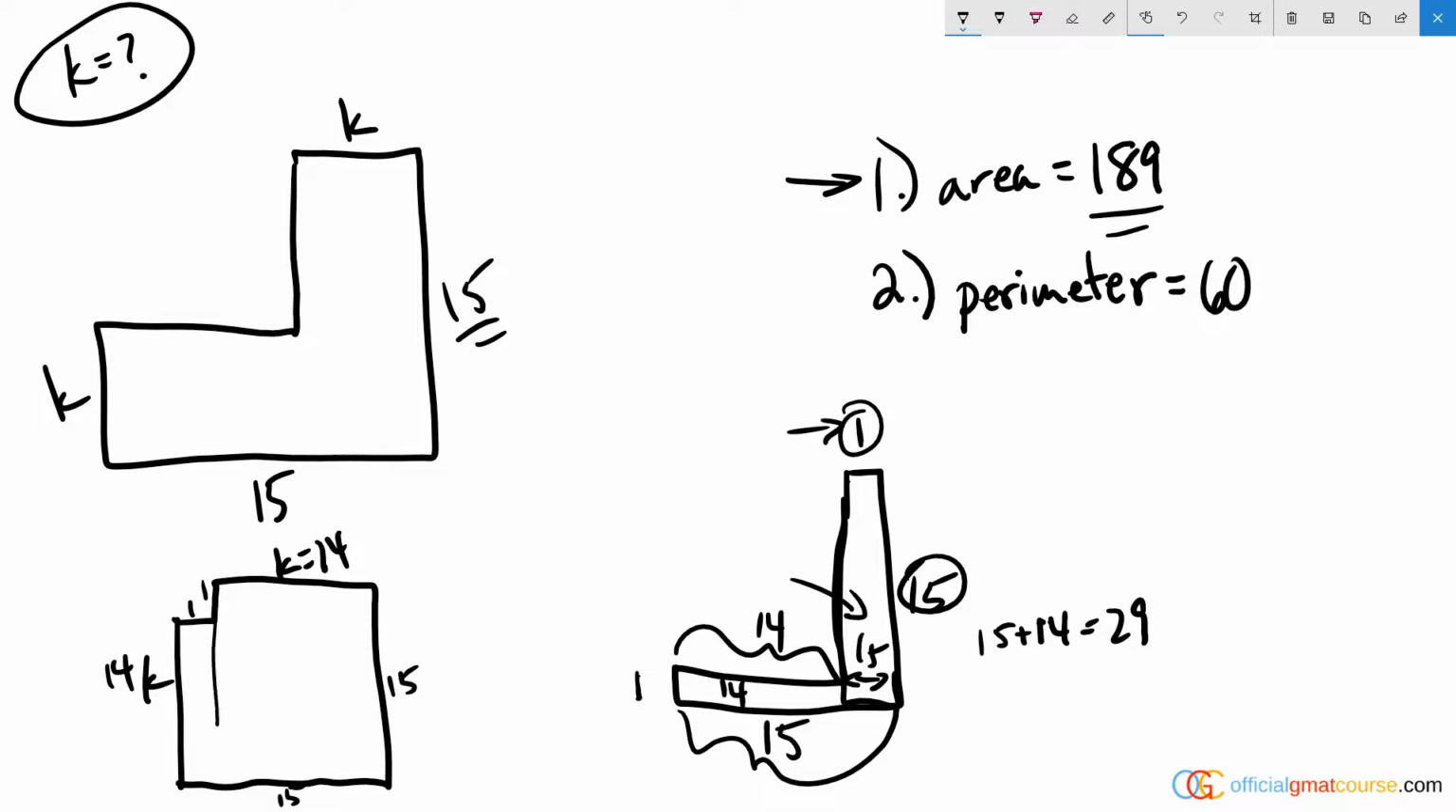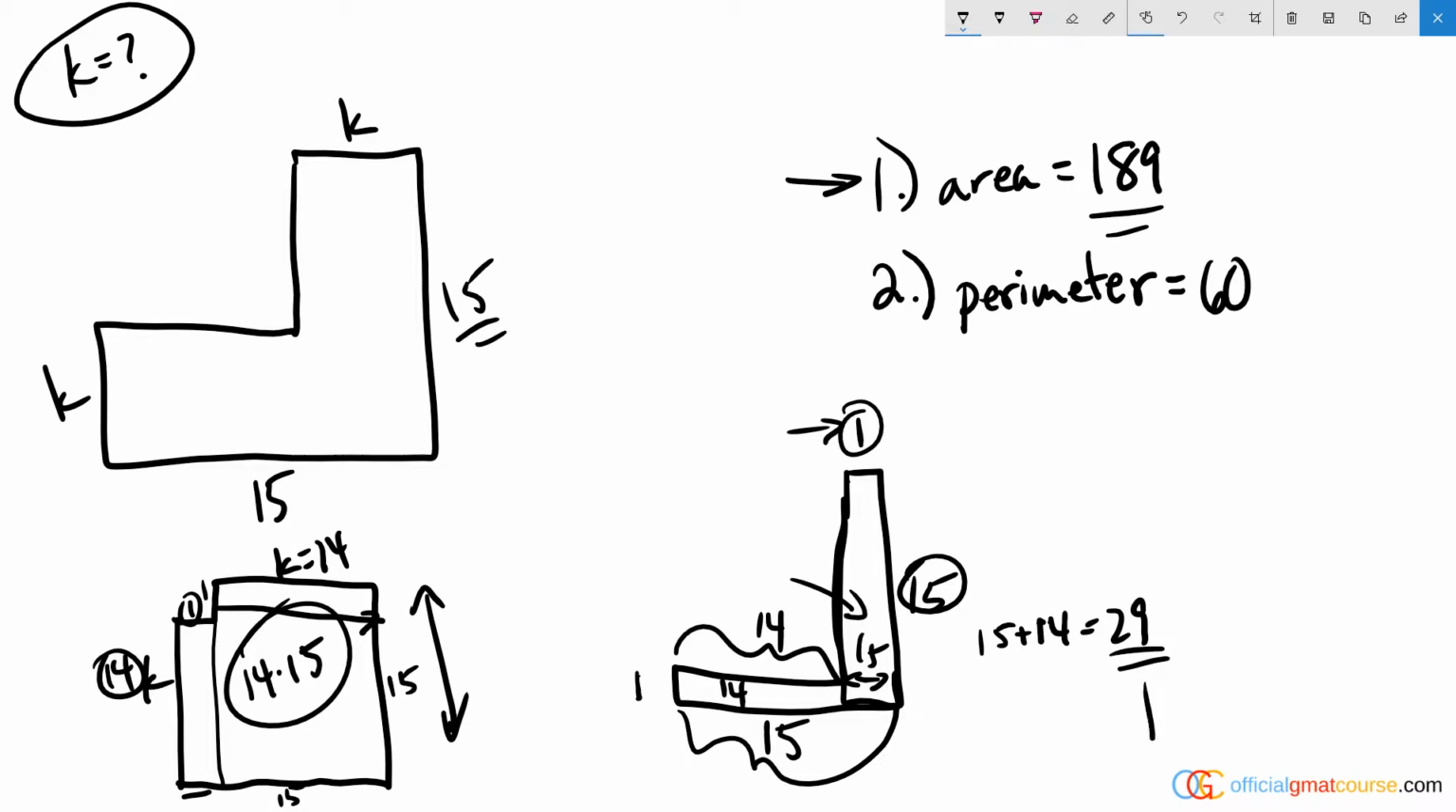And the area of this portion is 14 times 15 because it's 14 wide and 15 tall. And then the area of this portion here is 1 times a height of 14. And this is obviously a lot bigger than 29 because 14 times 15 is a very large number. So the area changes, and what you notice is as you increase the size of K, the size of the area is increasing as well. So the bigger K gets, the bigger the area gets.